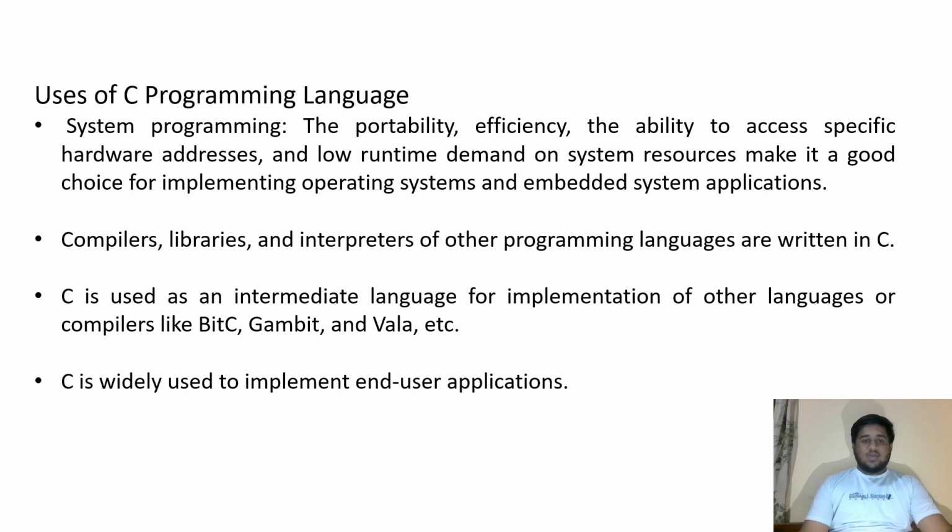Guys, now let us see the uses of the C programming language. System programming: the portability, efficiency, and ability to access specific hardware addresses, and low runtime demand on system resources make it a good choice for implementing operating systems and embedded system applications. Compilers, libraries, and interpreters of other programming languages are written in C. C is used as an intermediate language for implementation of other languages or compilers like BitC, GameBit, and Vala, etc. C is widely used to implement end-user applications.